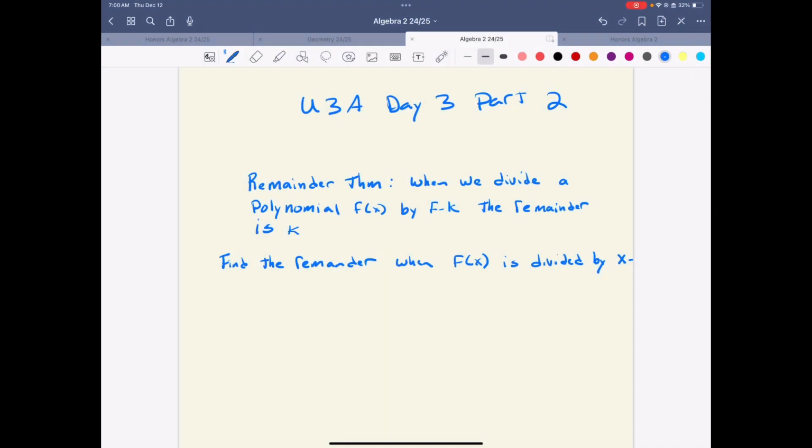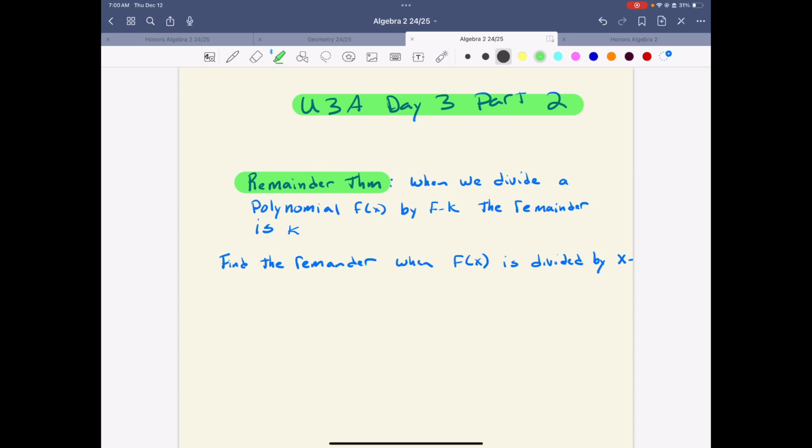So welcome back for part 2 of Unit 3A, Day 3. We're going to talk about quickly now both what we call the remainder theorem and the factor theorem. So we want to be able to solve functions using both of those theorems, whether we're going to evaluate the function with the remainder theorem or if we're actually going to find if something is a factor or not using what we call the factor theorem.